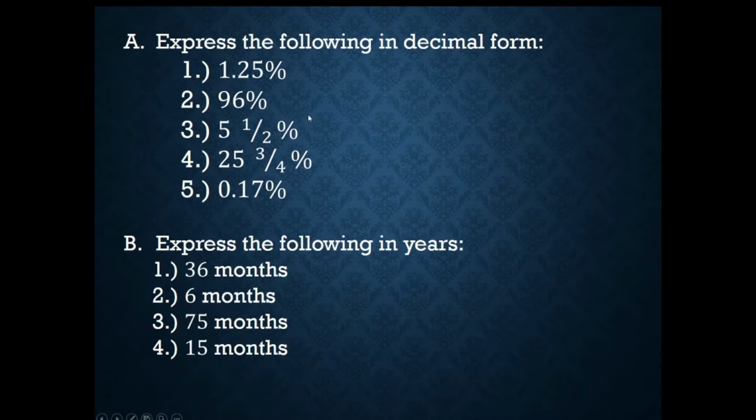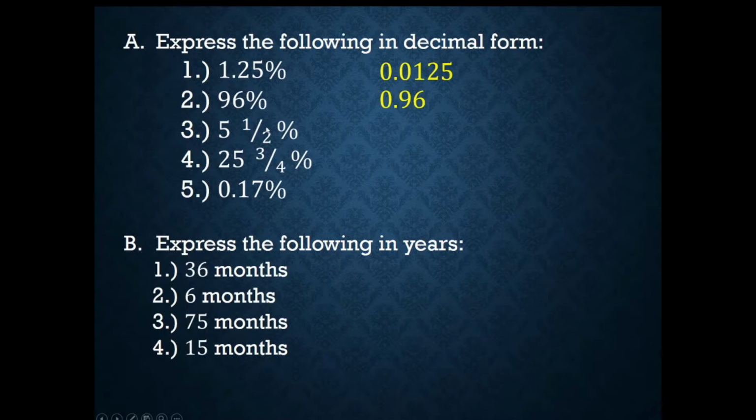So for number 1, 1.25% should be expressed as 0.0125, which is the decimal form of 1.25%. For 96%, it's 0.96. If you have a fractional part in your percent form, you could first change that to decimal form and then express that percent with the decimal into a decimal form.